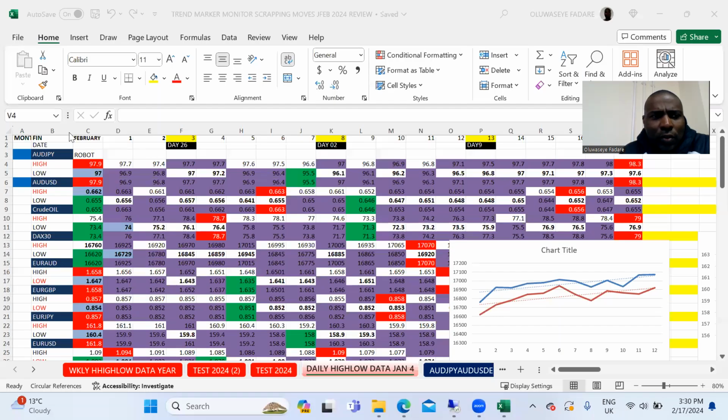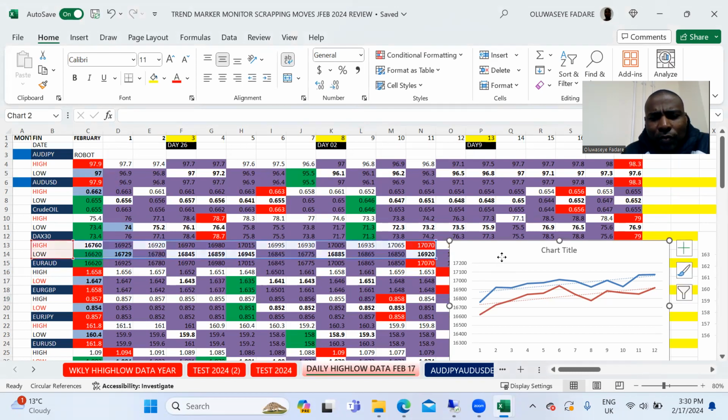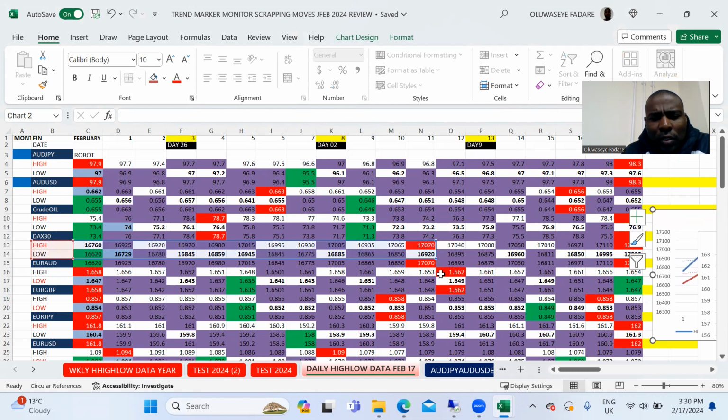Let's go on to the template. So this is our daily high and low for February. As of February 17th, this is our daily high and low. If you look at it, for example, we have the high and low.